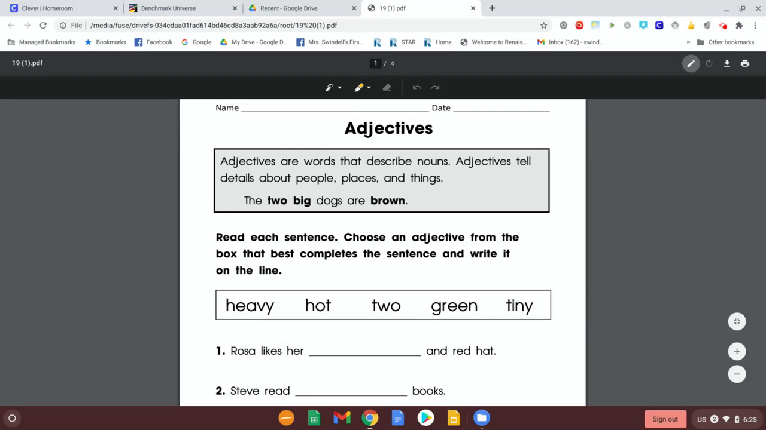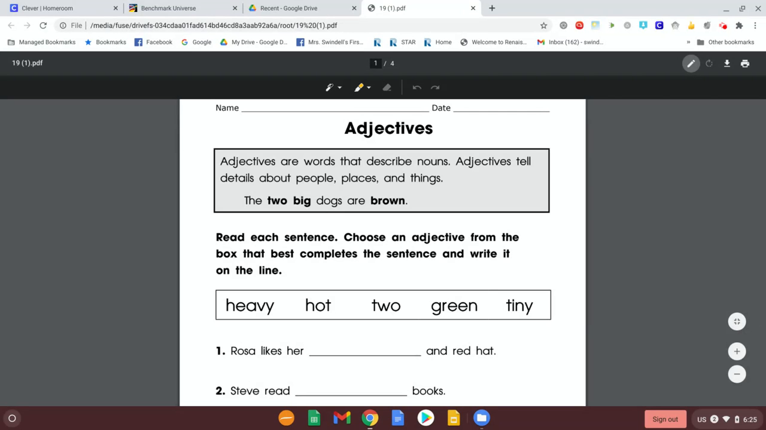We have finished up our narrative writing piece, so we are going to begin something new today. I would like to introduce you a little bit to adjectives. Adjectives are words in our language that describe a noun and tell about it.